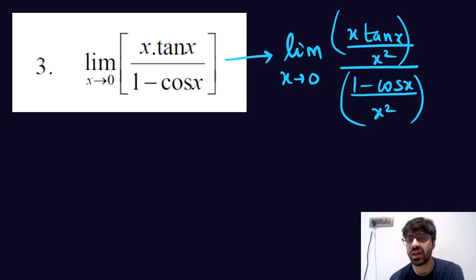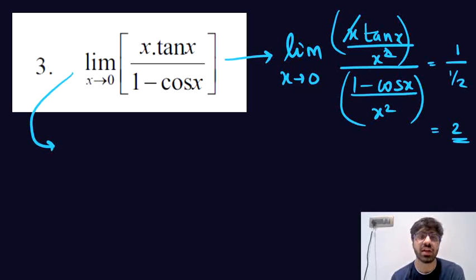So in the numerator you will have tan x upon x, which is equal to 1. In the denominator you have 1 minus cos x upon x square, and limit of x tends to 0. So in the denominator it is half, and 1 upon half, the value for this entire expression will be 2. How to write it in the longer way? It goes like this.